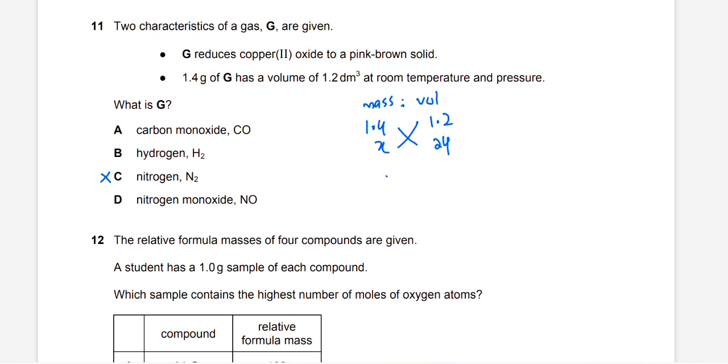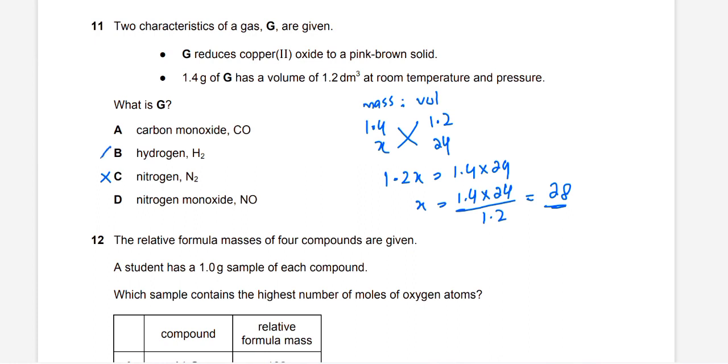So what we get, 1.2x is equal to 1.4 multiplied by 24, x is equal to 1.4 multiplied by 24 divided by 1.2. We'll have to use a calculator over here. After using the calculator, we find that x is equal to 28. So 28 is the mass of nitrogen as well, but it will not react.